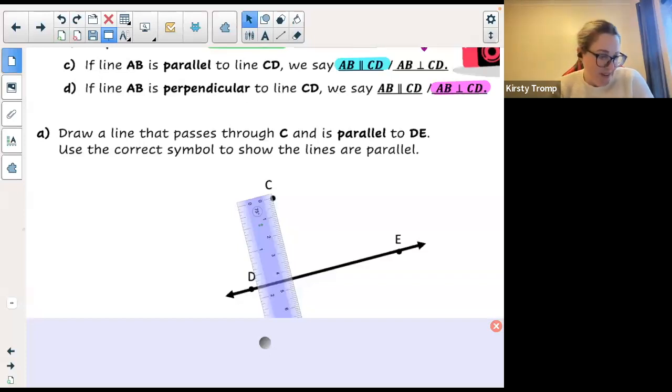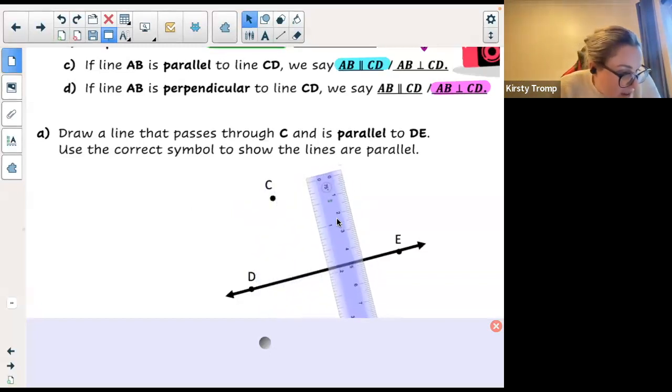Ma'am, first I measured the distance between C and D and E. Fantastic. And what did you get? I got 1.5 centimeters. Cool, because you drew it on your page, and your page is different, but I got 4.5 on mine. And then what did you do? Then I moved my ruler to the end and measured 1.5 and drew dots. Well done.